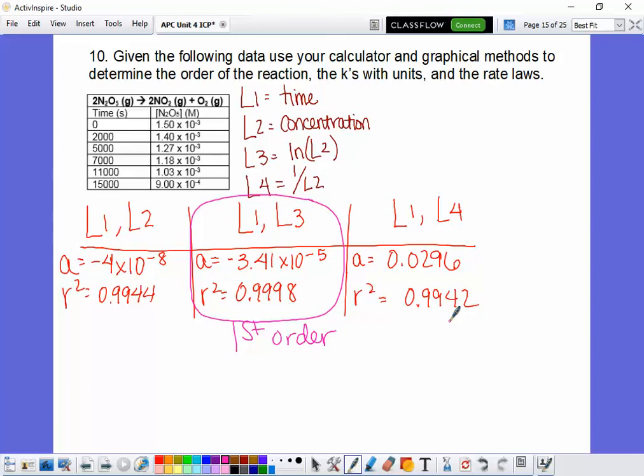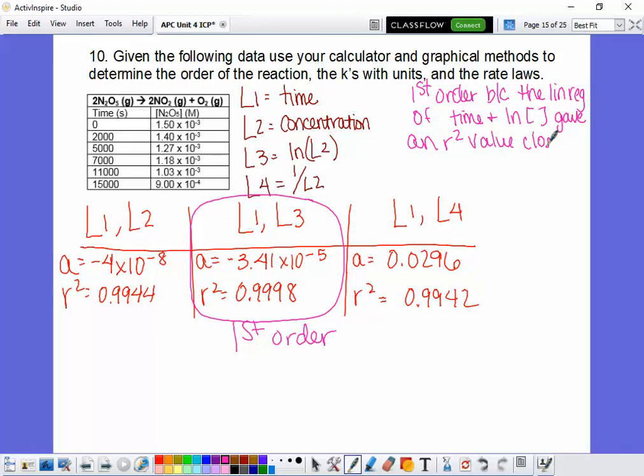Okay? So the way we're going to justify that is, for full credit, you need to say first order because the linear regression, you could say the lin-reg of time and natural log of concentration gave an R squared value closest to 1. Okay? So that answers the first question, determining the order of the reaction.